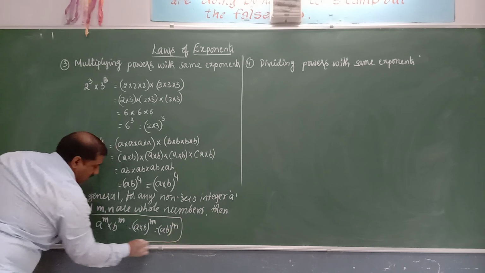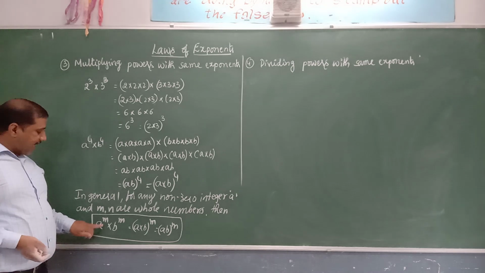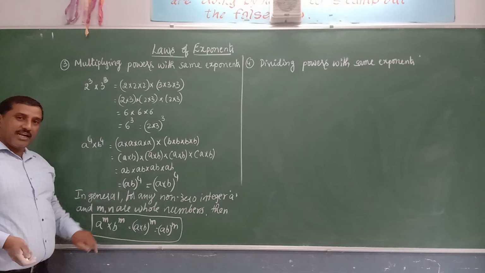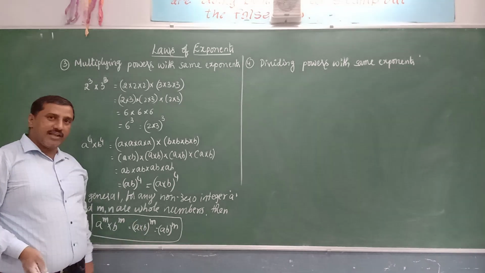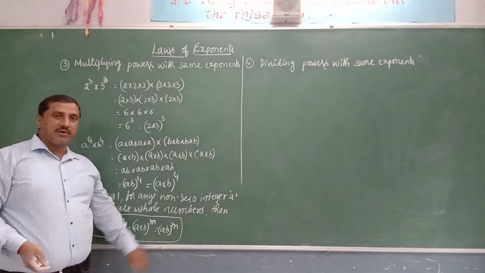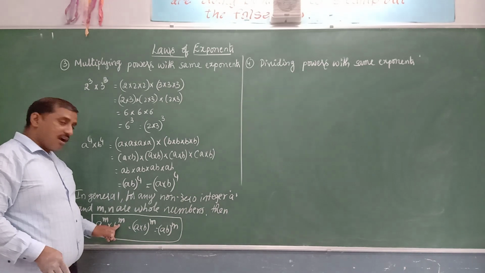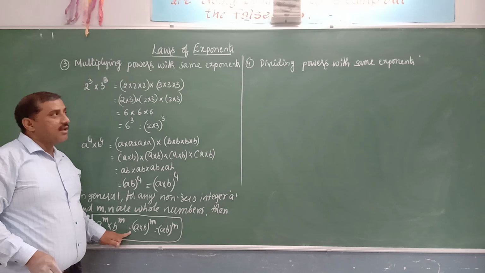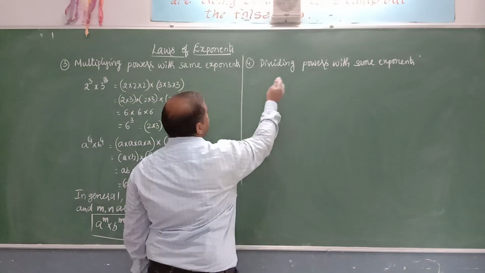So when the exponents are the same and the bases are different, that is a to the power of m into b to the power of m is equal to a into b whole to the power of m, or it is ab whole to the power of m. We will multiply the bases and we will take up the common exponent. Now dividing powers with the same exponents, we will discuss with some examples.